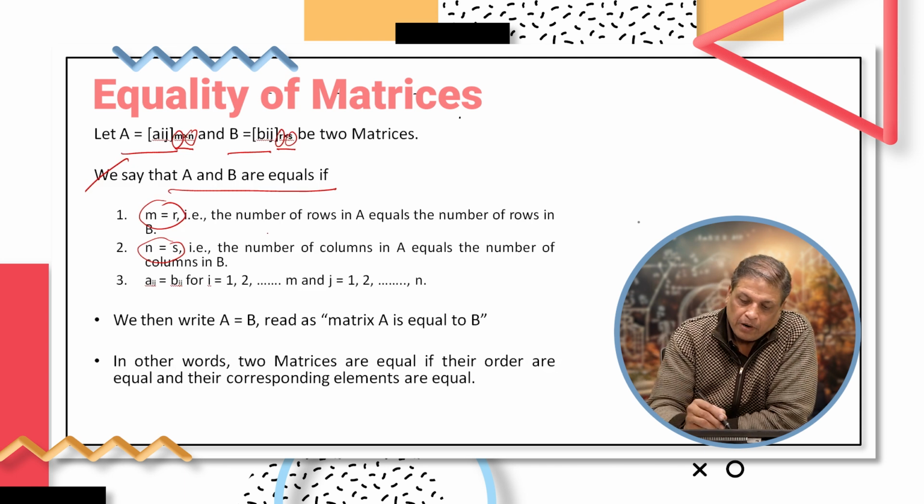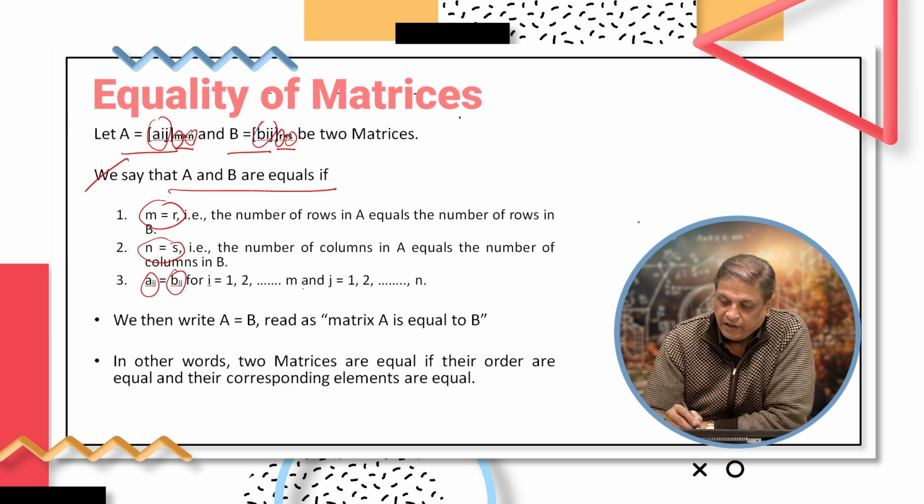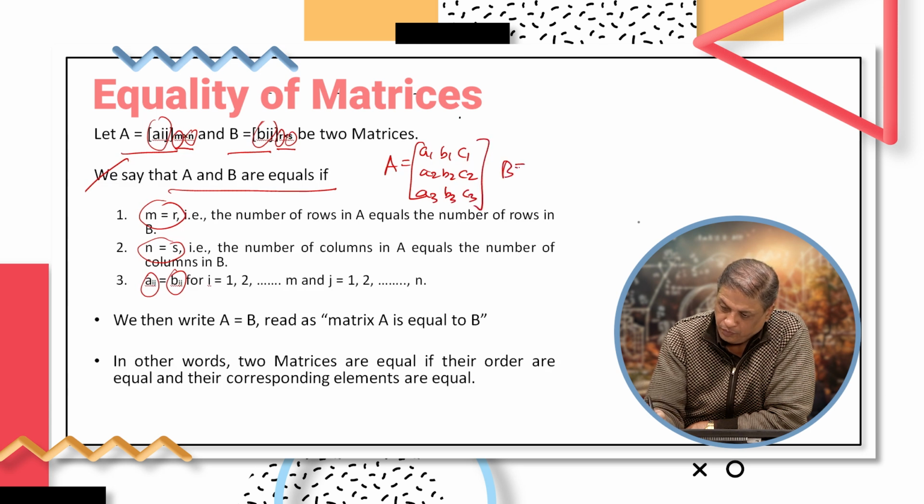Apart from this, Aij should be equal to Bij, that means the values. If A is equal to say A1, B1, C1, A2, B2, C2, A3, B3, C3, and say B is equal to L1, M1, N1, L2, M2, N2, L3, M3, N3, then both matrices are of order 3 cross 3. That is, M is the same and N is the same.